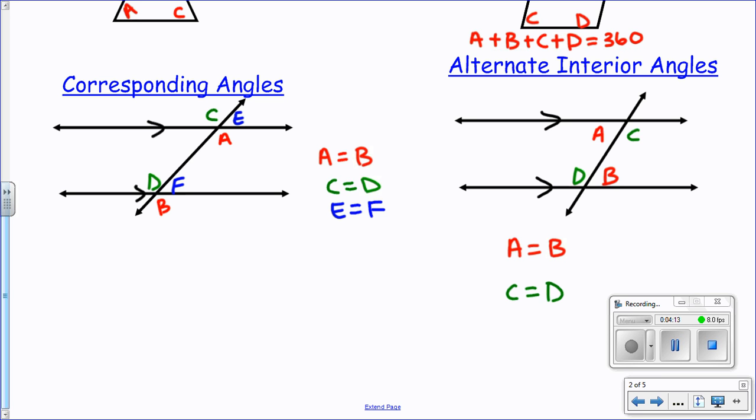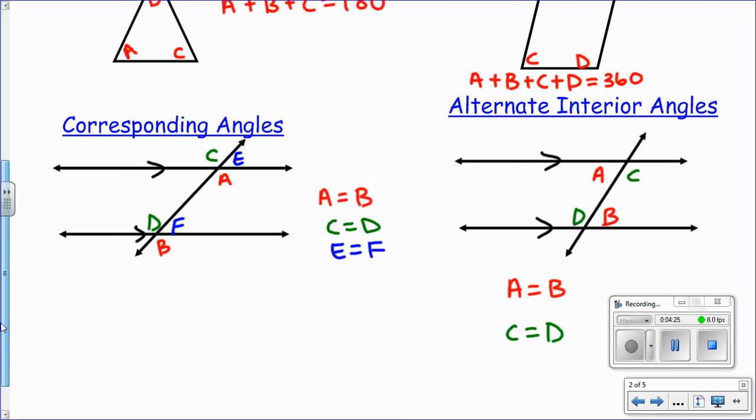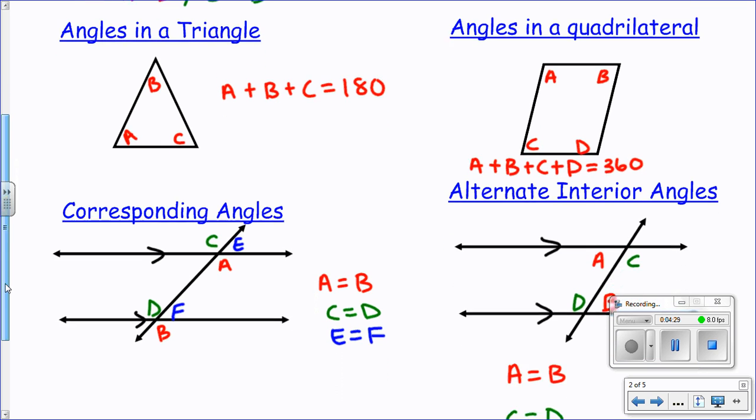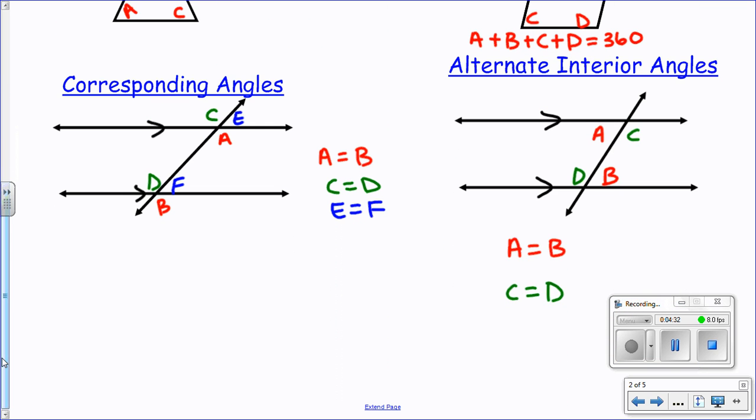and C equals D. This is something you'll want to write down in your notes, so then when you're working on the homework, you can look and see what type of angle relationship you have and whether they should be equal or whether you should set them to 180. Let's do a few examples.